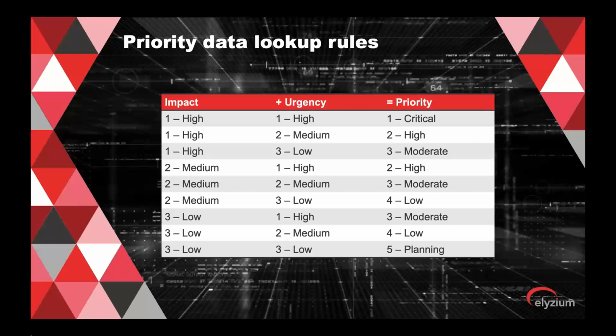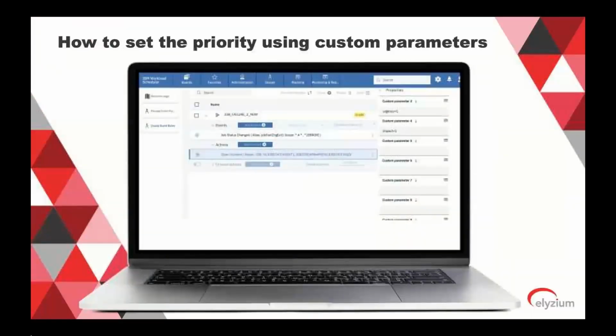So don't use the priority field within the IWS event action. It gets ignored anyway. You have to do it using custom parameters where you set the impact and urgency. Okay, and in this instance, we're setting the urgency as 1, impact as 1, so the priority will be set as 1.